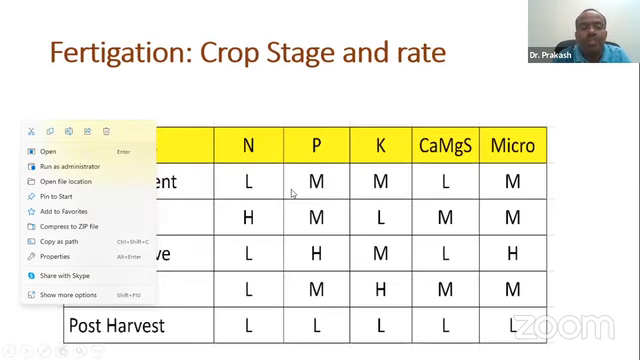Then the fertigation schedule: for each crop stage, what rate should be decided, and what nutrients we should give to the soil. Here there are some stages: crop establishment, vegetative stage, then post harvest. These are the growth stages of the crop. As per the stages, we can add nutrients, that is NPK. These are the major nutrients.